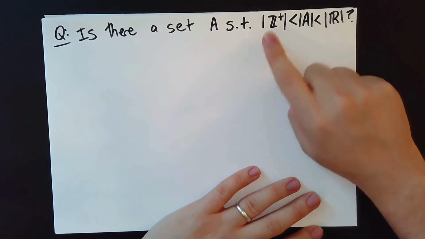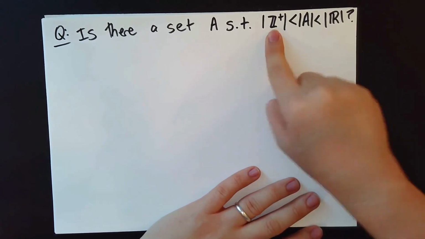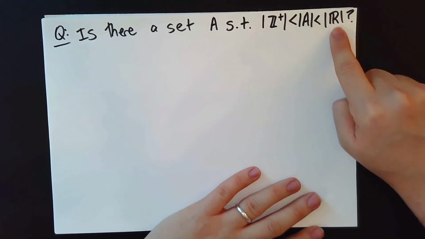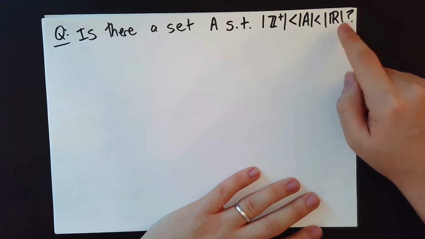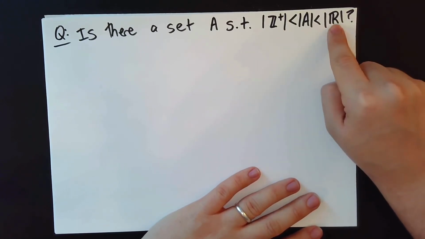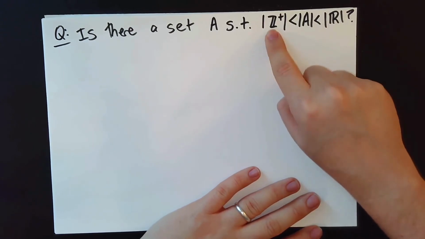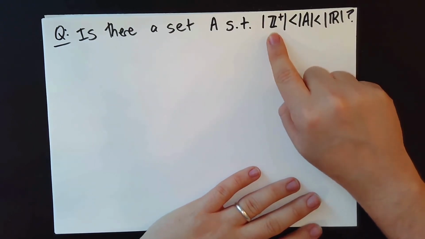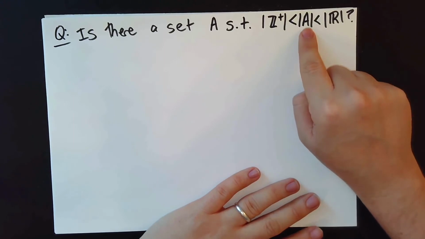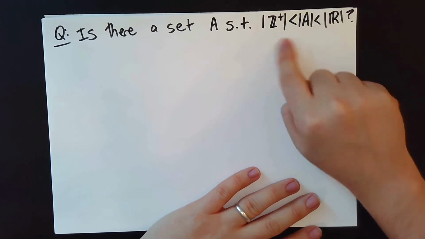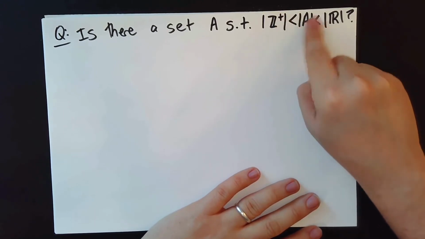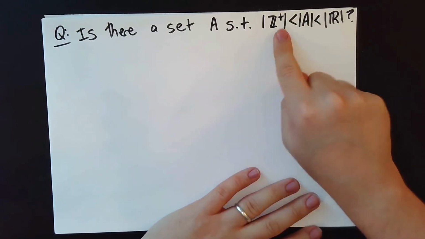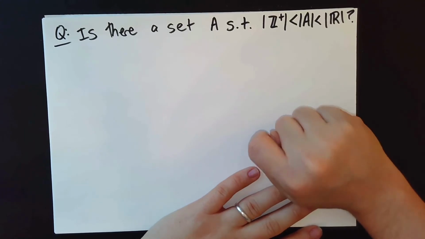Certainly there's a set which properly contains the positive integers and is properly contained in the real numbers. For example, the rational numbers is strictly contained in the real numbers and strictly contains the positive integers. But remember, we proved that the rational numbers, in fact, have the same cardinality as Z+. So this would not be a strict inequality. It would, in fact, be an equals if you actually looked at it.